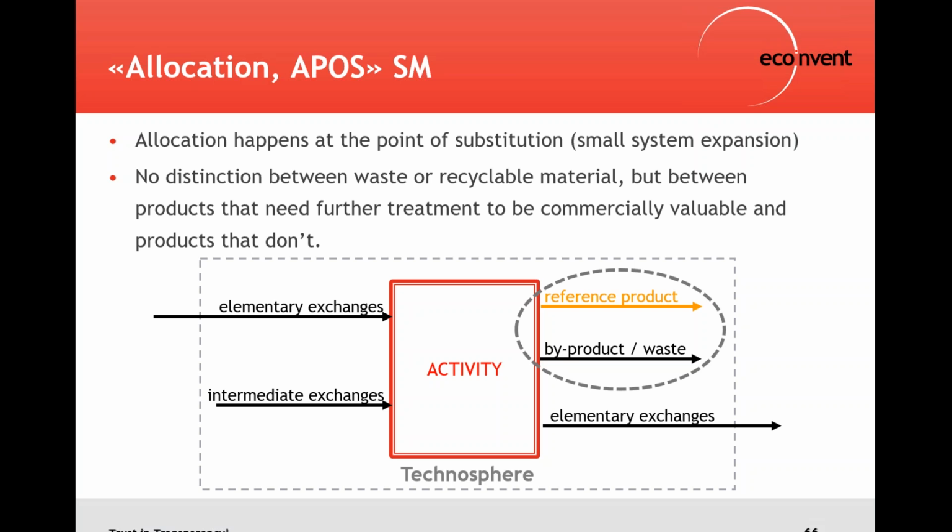So let's move then to allocation at the point of substitution, which, as I said when I was introducing the system models in short, will apply a small system expansion. Here, there's no distinction between waste or recyclable material, but the distinction is applied between products that would need further treatment in order to become what we can consider commercially valuable, and products that don't.